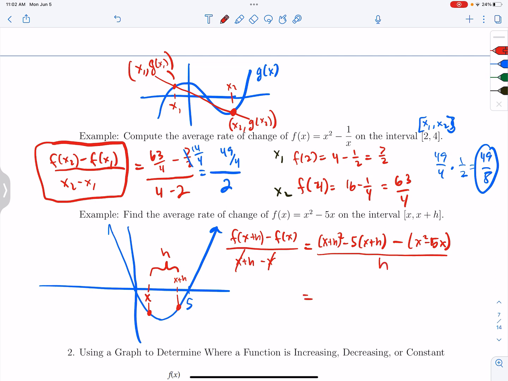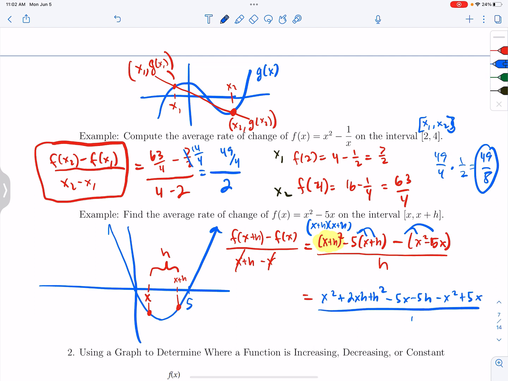Okay, and so what we can do is we can simplify this. Multiplying x plus h squared, multiplying that out, you need to multiply those two binomials together. So x plus h times x plus h. So we get x squared plus xh plus xh, so plus 2xh plus h squared. Distribute here, I get minus 5x minus 5h. And then distribute here, I get minus x squared plus 5x. All divided by h. And then a bunch of stuff is going to cancel. The x squareds cancel. The 5x and negative 5x cancel.